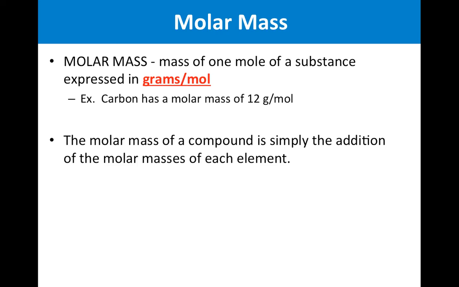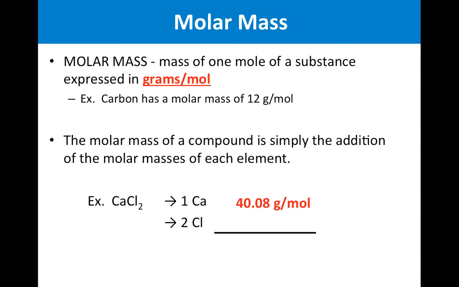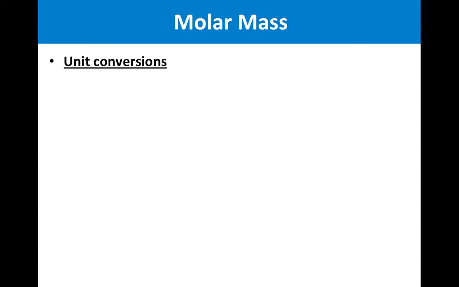So the molar mass of a compound is simply the addition of the molar masses of each element. So, for example, if you have calcium chloride, you're going to take calcium and its molar mass, which is 40.08 grams per mole. So see how your atomic mass unit now changes from AMU to grams for every mole. Same with chlorine, but chlorine you have to times by 2. So your total is 110.98 grams per mole.